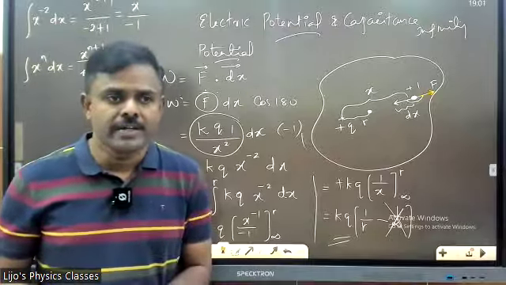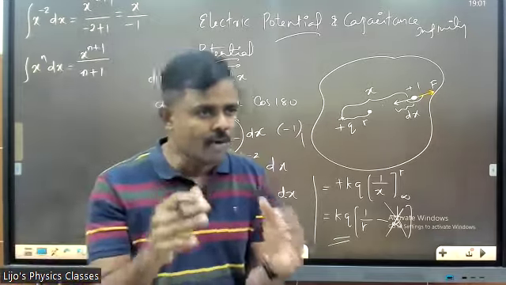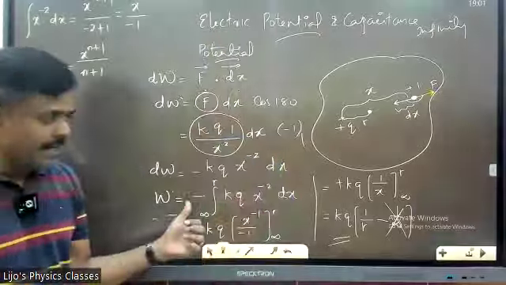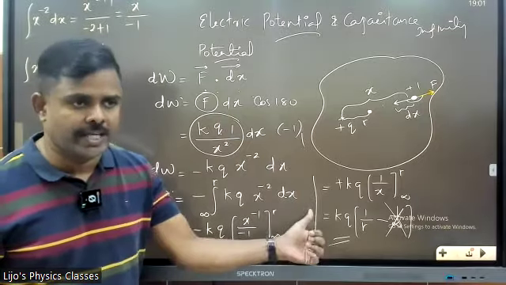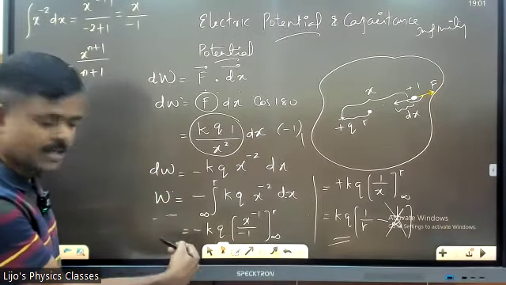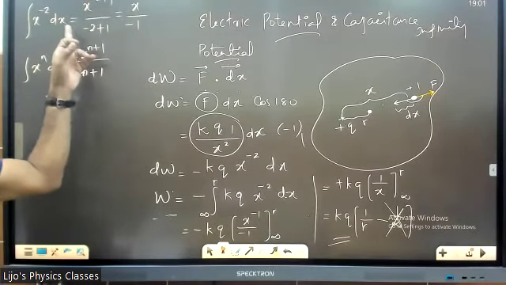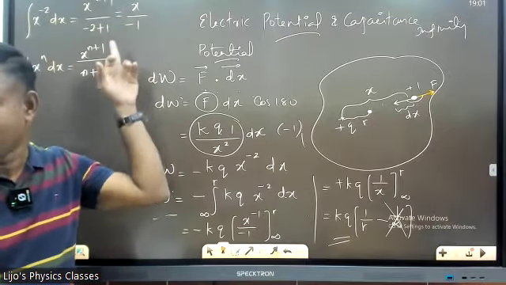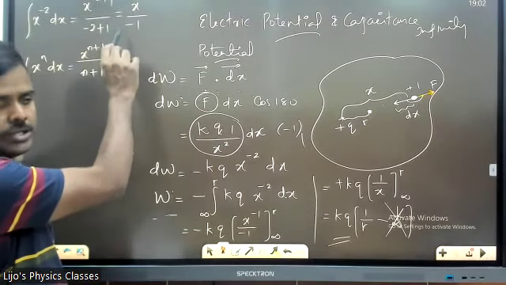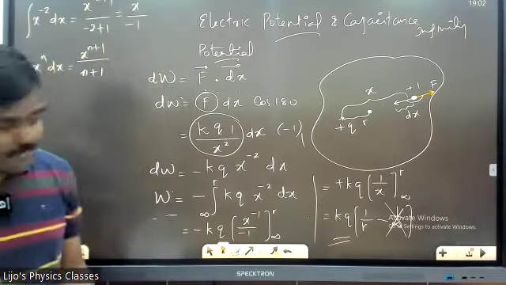What is our intention? We need to find out the total work done, right? Okay, so how to find the total work done? If you know the small work done, you will have to integrate, right? So integral minus kq x to the power minus 2 dx. All right, I'll get all the constants outside. K comes outside, q comes outside. What is integral of x raised to minus 2 dx? X raised to minus 2 plus 1 by minus 2 plus 1. That's a standard formula. Okay, you have to learn this by heart. X raised to n dx is x raised to n plus 1 by n plus 1. Got it?